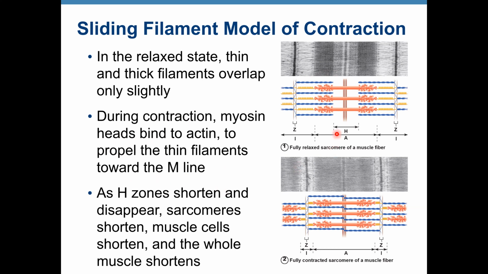And then H zone. Here's the H zone, and H zone includes only this thick filament. H zone is actually getting shorter. Over here, we don't even have it because we have complete overlapping of actin and myosin. And remember, in H zone, we don't have actin. So here, H zone disappears, right? So it became shorter, and sarcomere shortens, muscle cell shortens, and the whole muscle shortens.